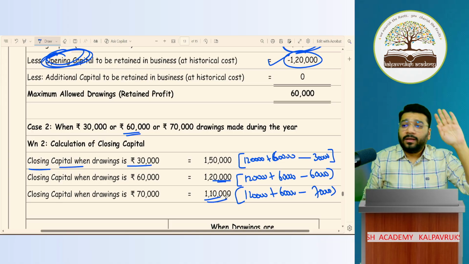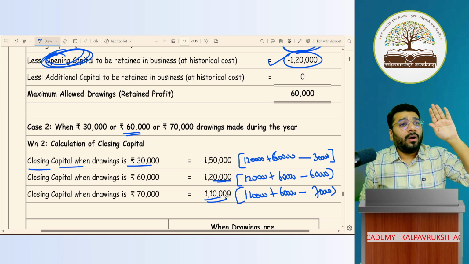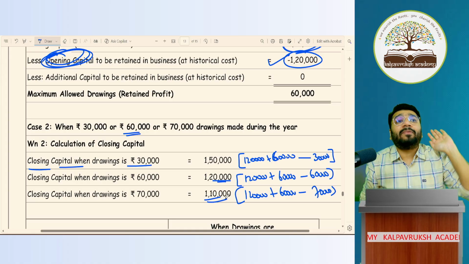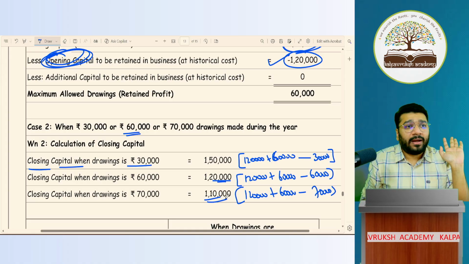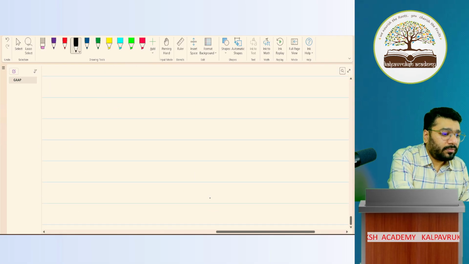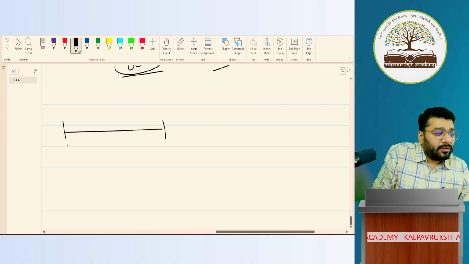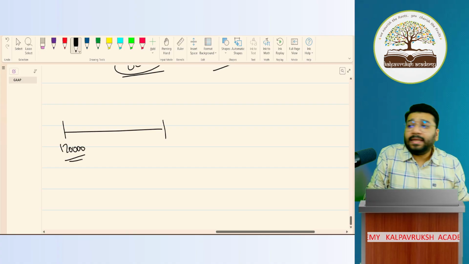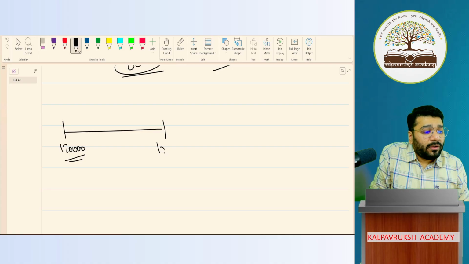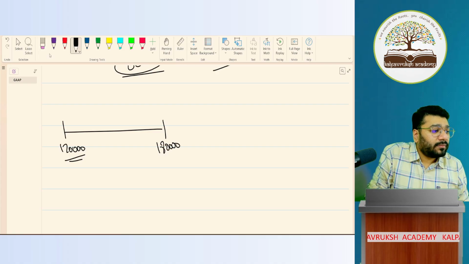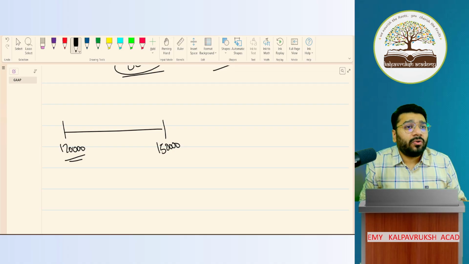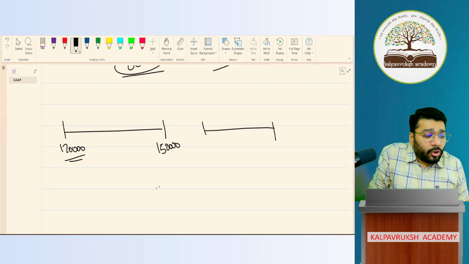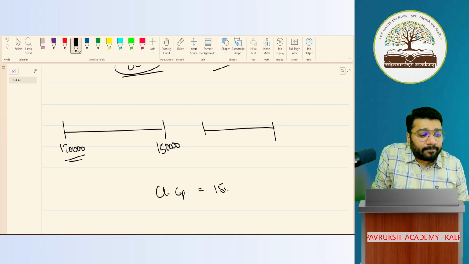Okay. Same requirement. What is the maximum amount of profit that can be withdrawn from the business? Now, we started with 1,20,000 opening capital. In case 2, the first scenario, the closing capital is 150. Yes or no?